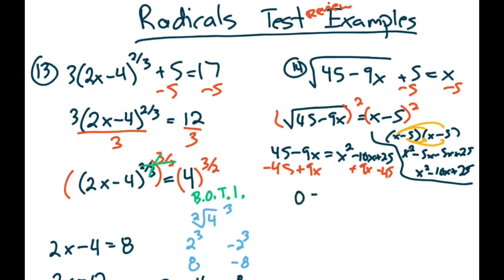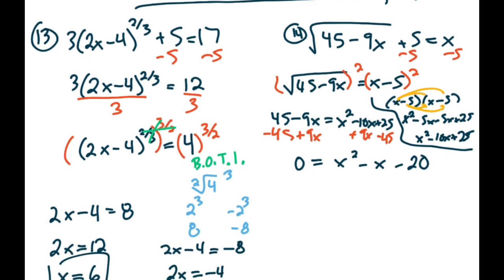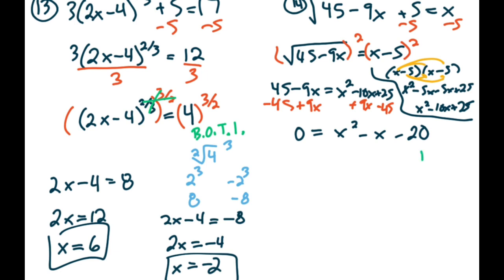So on the left side, I'll have 0. On the right, I'll have x squared minus x minus 20. And then I'm going to factor this. So I'm looking for factors of negative 20 that have a sum of negative 1. So two numbers that multiply to negative 20 and add to negative 1 are negative 5 and positive 4. So this factors into x minus 5 and x plus 4.